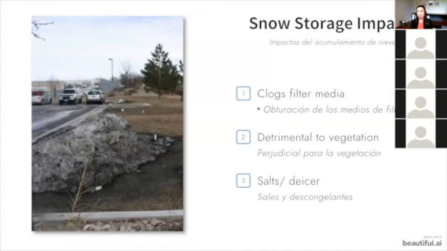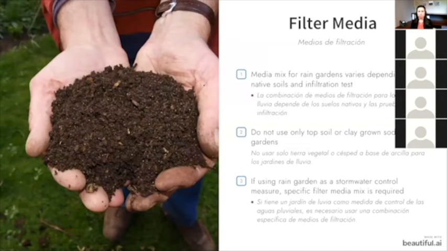So the best way to prevent having snow placed on your rain garden, if you have to place it close to it, is to place it outside the inlet so that it can melt, and then that can be filtered appropriately through the filter material. And then place that signage so that it's not being put directly on top of your rain garden.